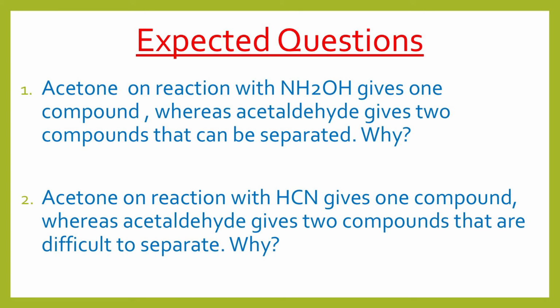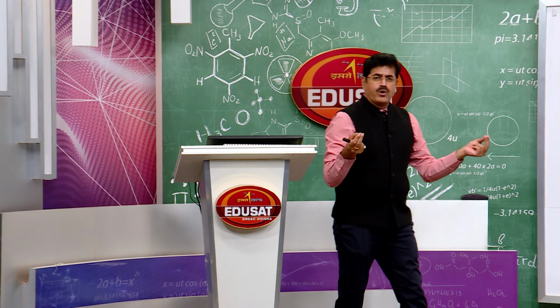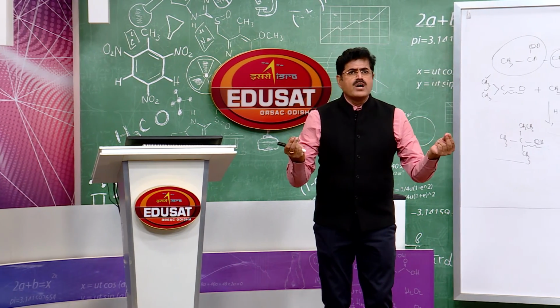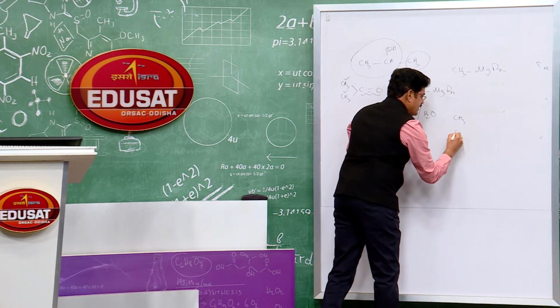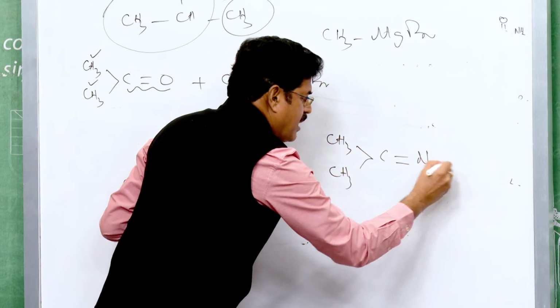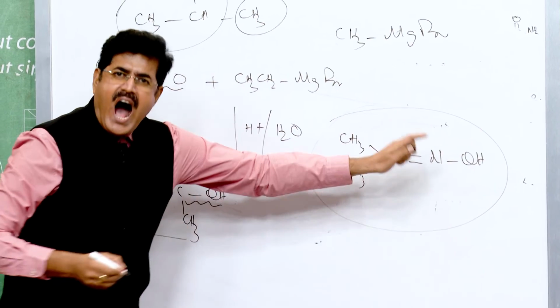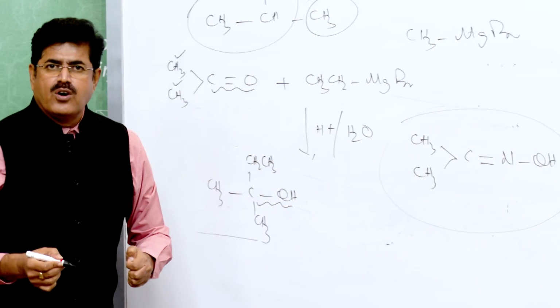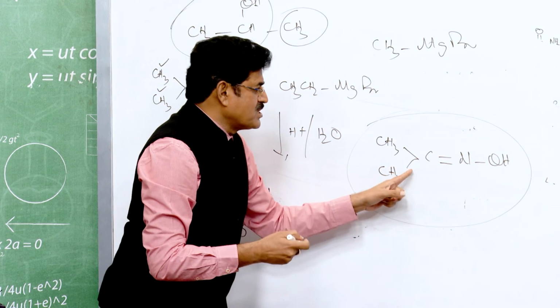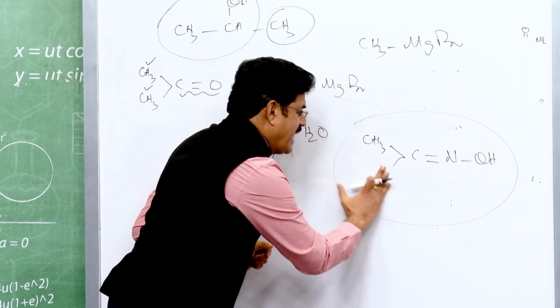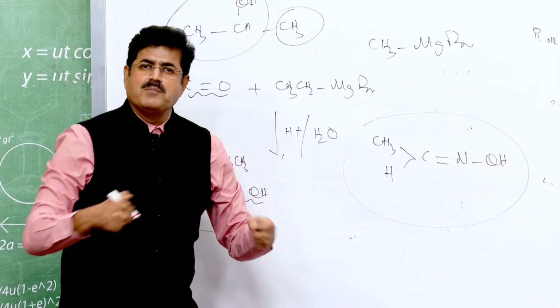Acetone on reaction with hydroxylamine gives 1 compound, whereas acetaldehyde gives 2 compounds that can be separated. See, acetone on reaction with hydroxylamine, what is the compound? Let me show that here. You see, this is the compound with hydroxylamine, acetone oxime. The question is acetone on reaction with hydroxylamine gives only 1 compound, whereas acetaldehyde gives 2 compounds. This is acetone, only 1 compound. This is acetaldehyde oxime, which gives 2 compounds.